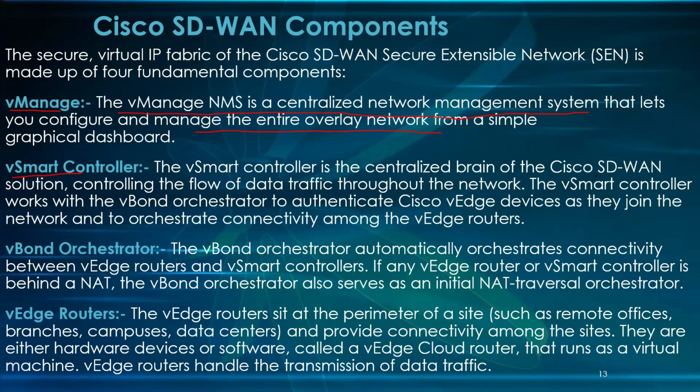So the one who has the control plane power becomes, of course, the brain, right? Controlling the flow of data traffic throughout the network. The vSmart controller works with the vBond orchestrator to authenticate Cisco vEdge devices as they join the network and orchestrate the connectivity among the vEdge routers. The vBond orchestrator automatically orchestrates the connectivity between the vEdge router and vSmart. If any vEdge router or vSmart controller is behind NAT, it is handled in the initial NAT traversal. The vEdge router is the same one we talked about that forwards data traffic. Any questions so far on this?